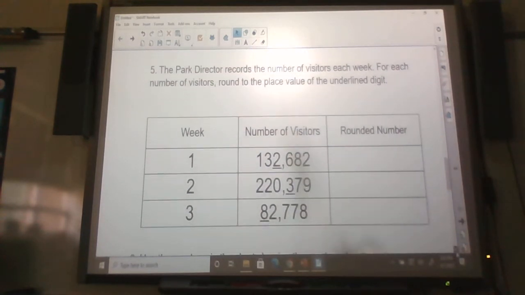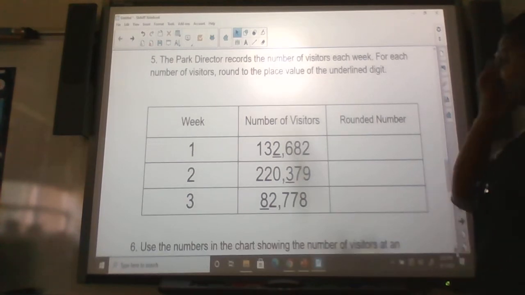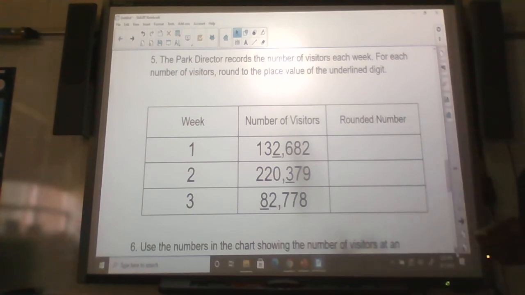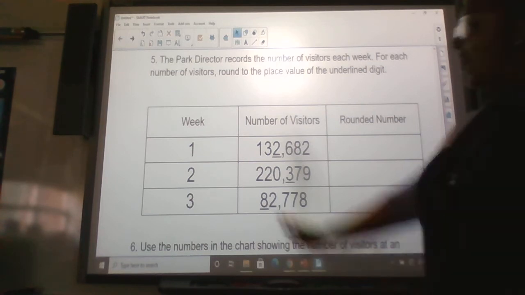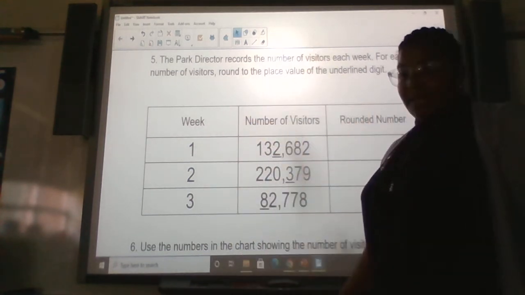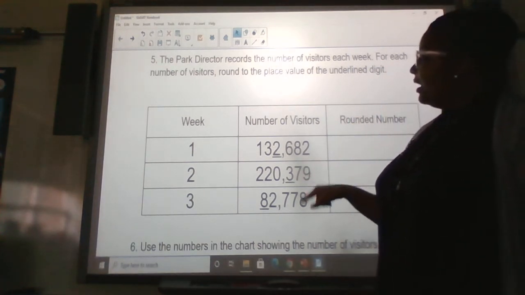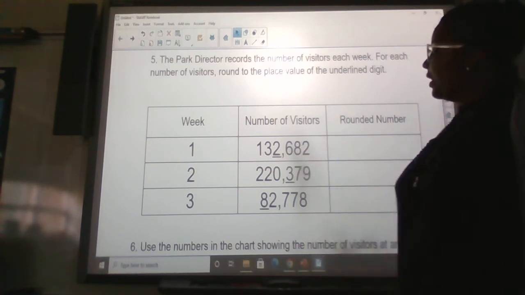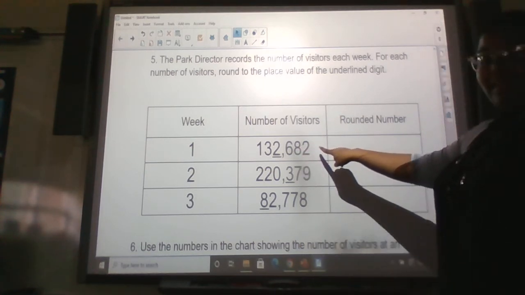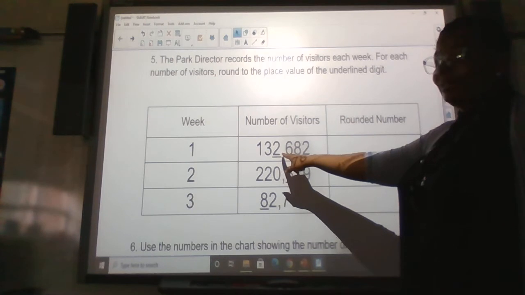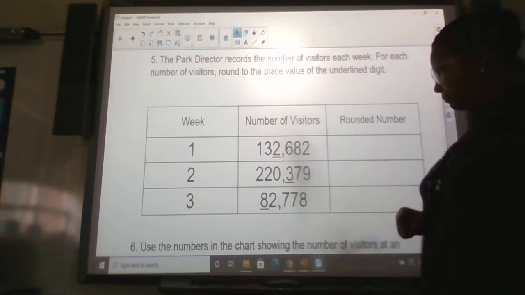This is a good one, boys and girls. Number 5. The park director records the number of visitors each week. For each number of visitors, round to the place value of the underlined digit. I have my weeks, I have my number of visitors, and I have my rounded numbers. So I need to round for the first week 132,682. And I'm rounding to the thousands place because this 2 is in the thousands place and it is underlined.